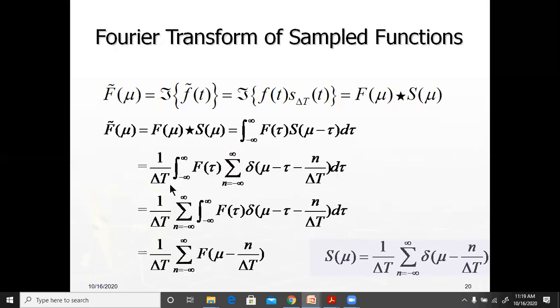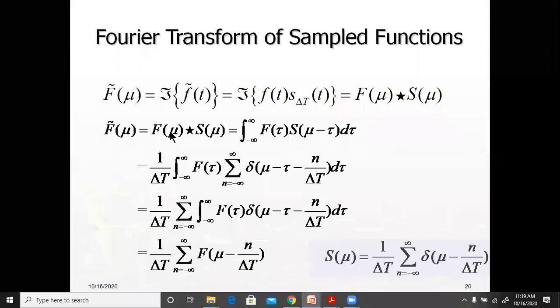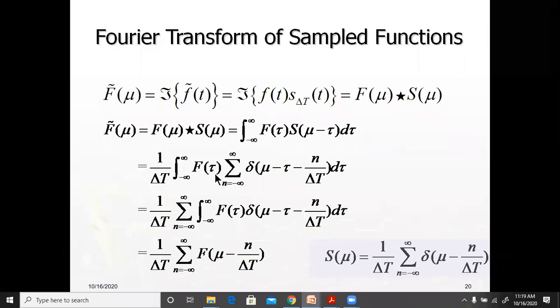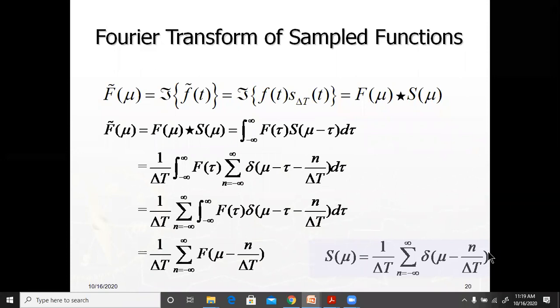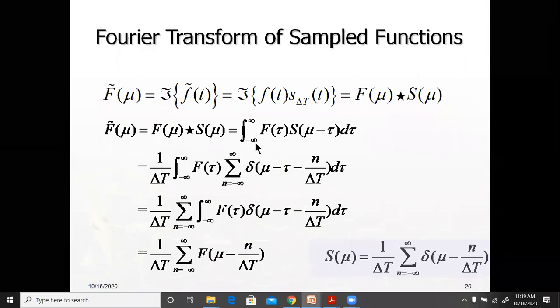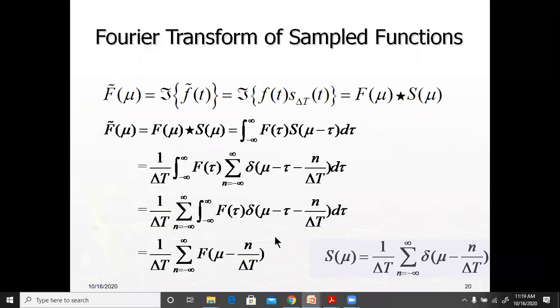And the Fourier transform of the function f(t), which is F(μ), has to be considered. Here we write the convolution something like this, and substitute for the value of S(μ minus τ) dτ from here, right? And that will be 1 by Δt, as it is, because here it is μ minus τ. In place of this μ, you have μ minus τ over here, n by Δt as it is.